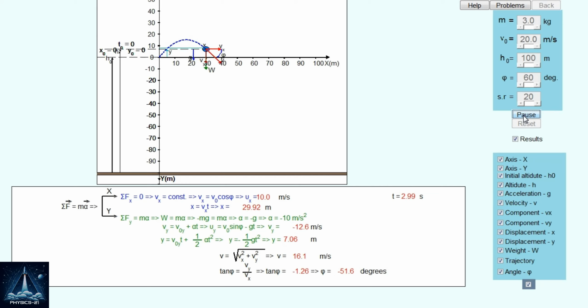In the results table, equations for displacement x and y, velocity vy, and the angle formed by velocity with the x-axis are provided.